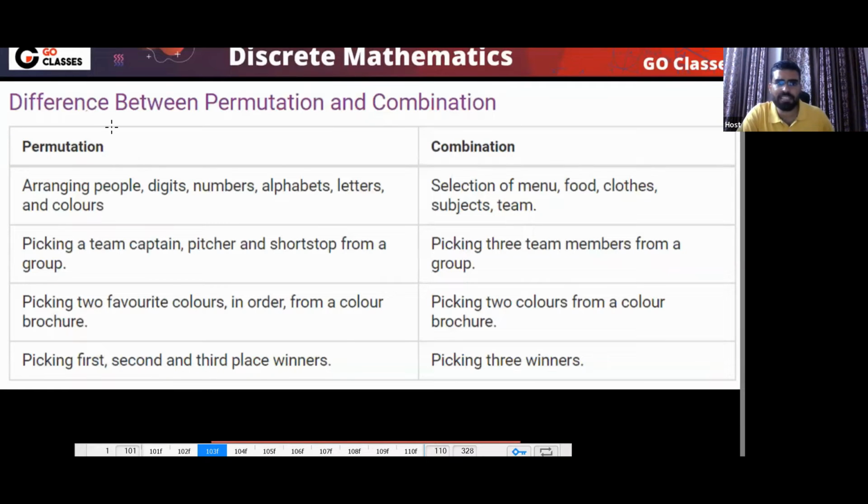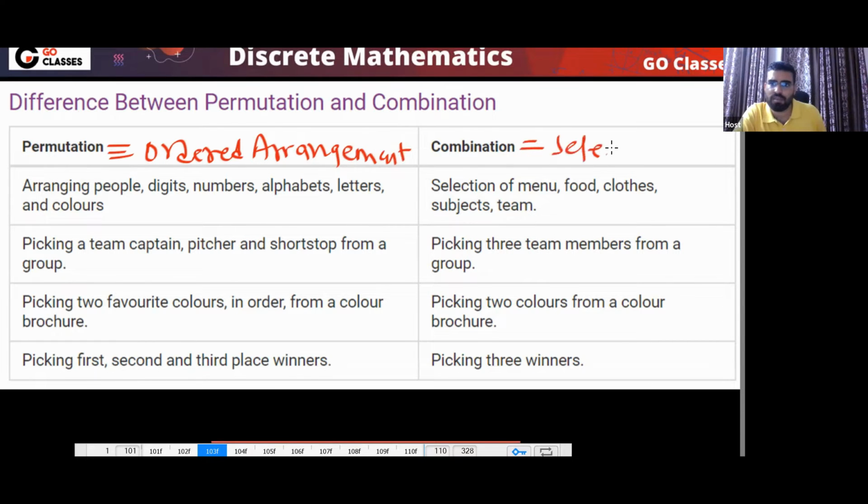Remember, permutation means order matters. Another name of permutation is arrangement. Ordered arrangement. So this permutation is basically ordered arrangement. This is your arrangement, or by default order arrangement. And what is combination? This combination is just a word for selection, where order does not matter.